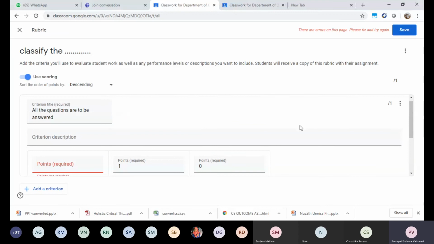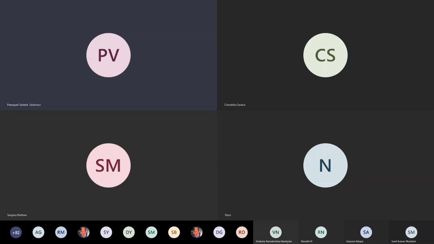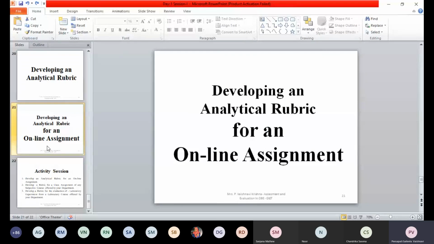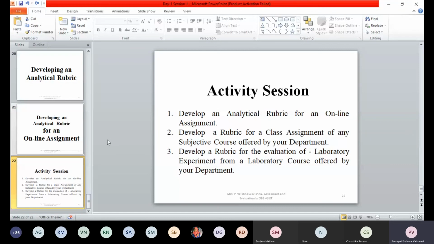And this marks the end of my session, wherein we will follow up with an assignment or an activity. I'll just ask the coordinator, just a second please. I'll ask the coordinator, who can suggest whether I can give this as an activity or an assignment for you to work upon tonight. So this is how you develop an analytical rubric for an online assignment. And then this will be your activity session.